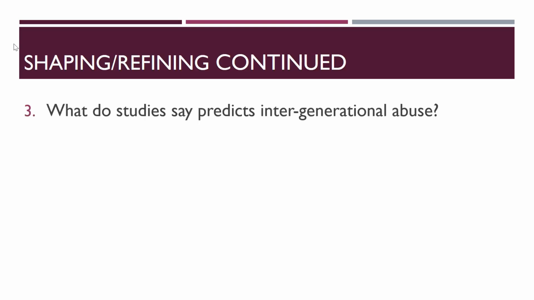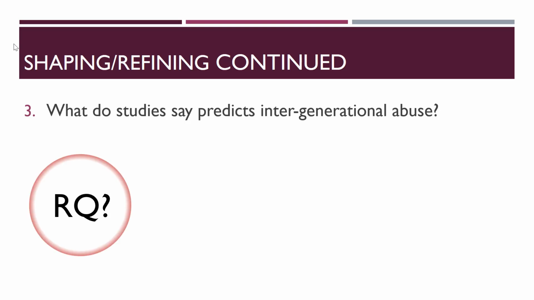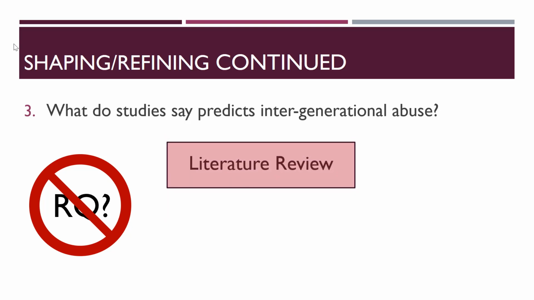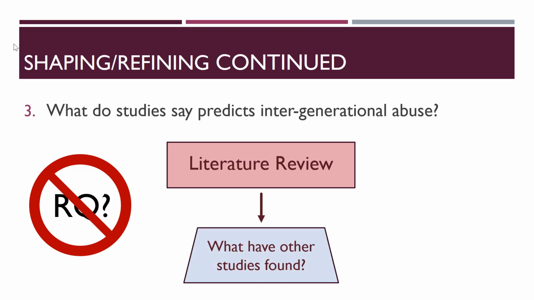Okay, further on in the process, we ask, what do studies say predicts intergenerational abuse? So in this case, one might wonder, is this our research question? Well, it's actually not our research question. We haven't come up with ours yet. What this question is asking is, of the literature out there, what have studies found is related to intergenerational abuse? So this question is a question for the literature.